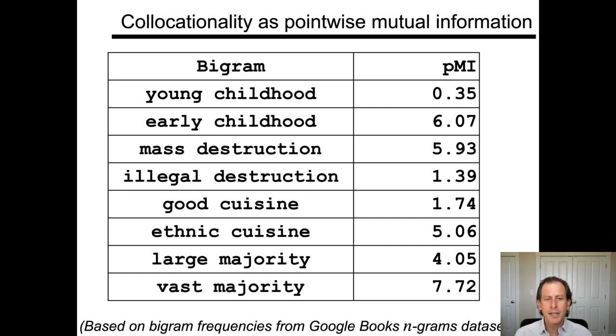However, some of these bigrams have much higher PMI than others. And I'll leave it to you to judge whether it's always the case that the word pair that has the higher PMI is the one that feels more collocational. For me, it does.